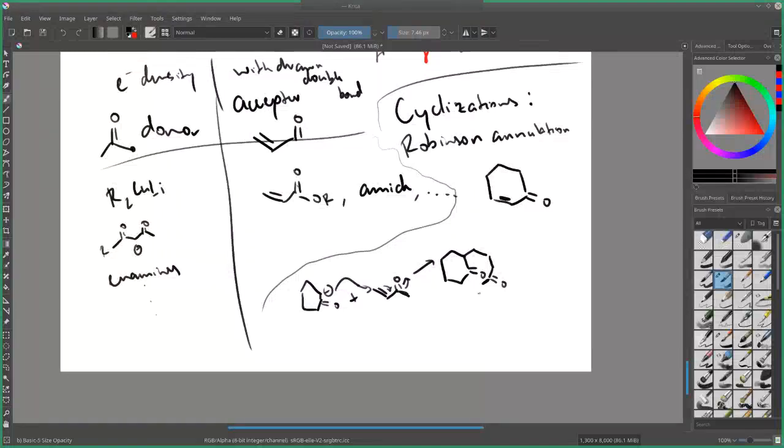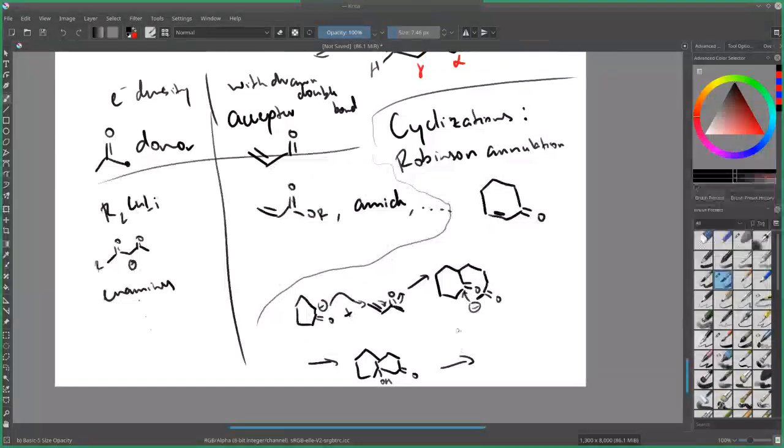Okay. And then you form your enolate over here, which will give you an alcohol hanging off there and a ketone. And then you hit it with more acid and it makes a double bond. Okay. So same idea with this as with all of the other reactions.